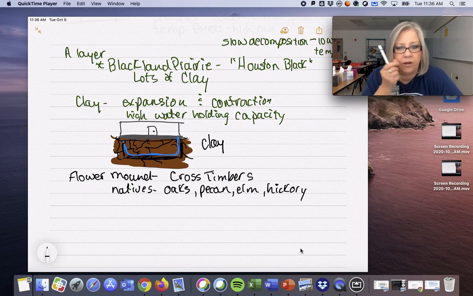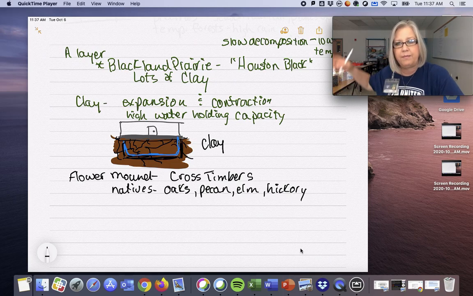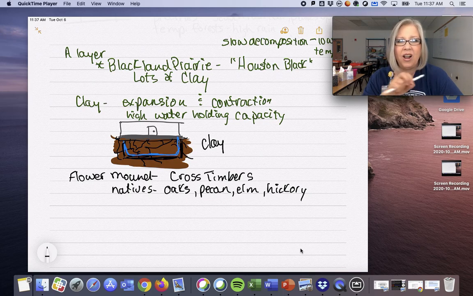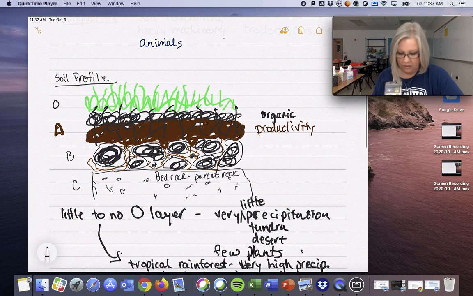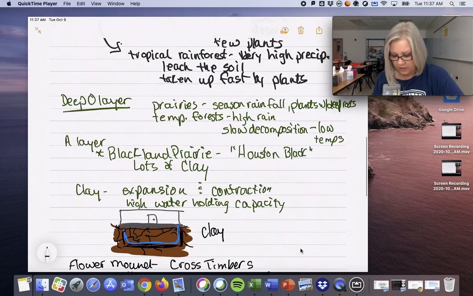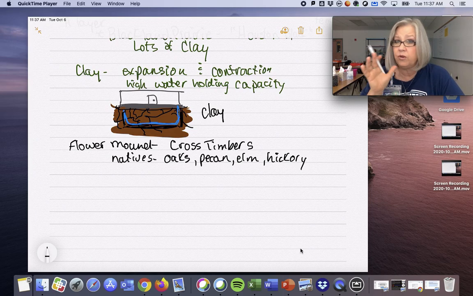But let me tell you what they do. When they come in and put a house in Flower Mound, if you'll notice, the first thing they do is they come in and they basically scrape away all of the topsoil. All of that good Blackland Prairie, they just take that away. And now you're down to almost the B layer. You're down this far in that house foundation, which means that you have now lost an extremely valuable part of your ecosystem, of your yard.